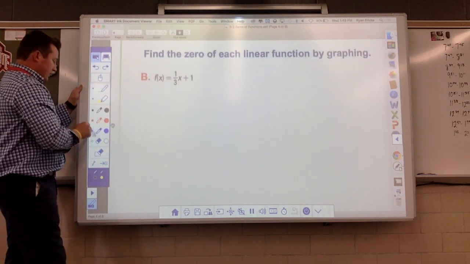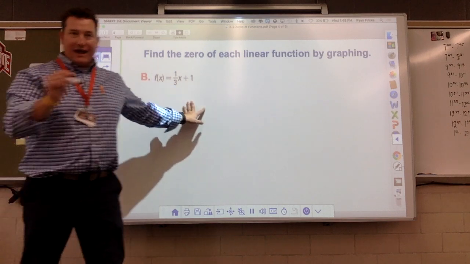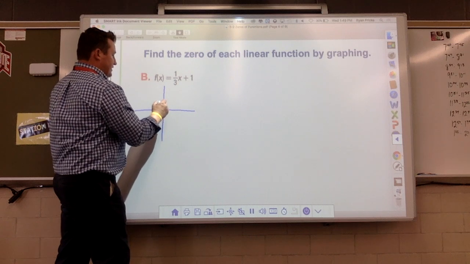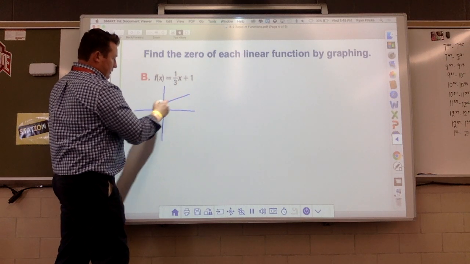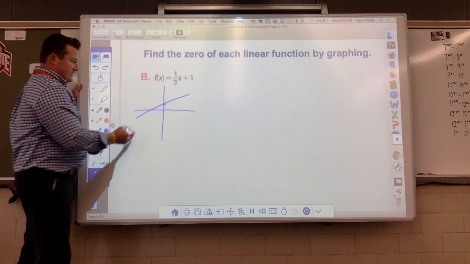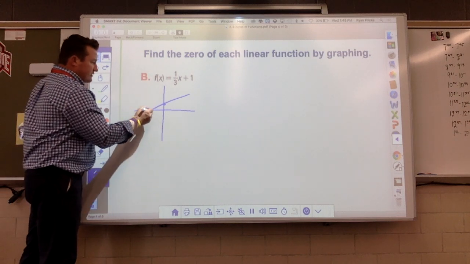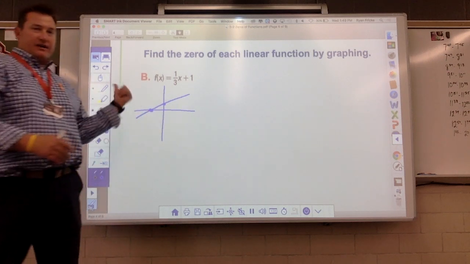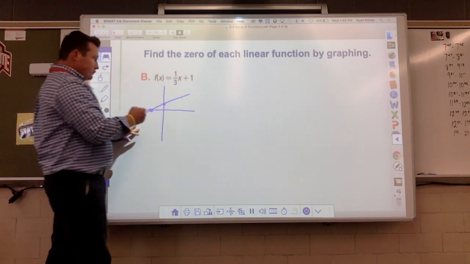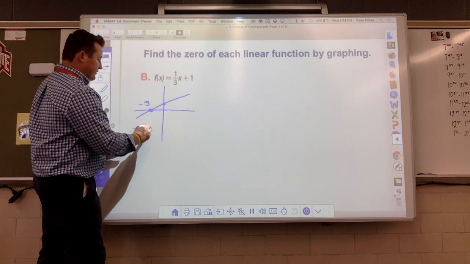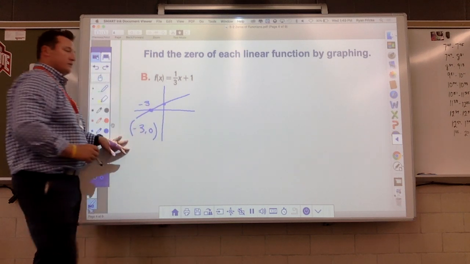Here they've given me another one. 1/3 x plus 1. Once again, if we see a graph, that line's going to look something like that. It's going to go through my x-axis right here at this point. Again, another negative point, to the left of 0. This will be at -3. So this is the point -3, 0.